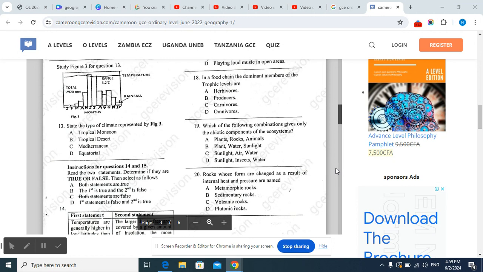Number 20. Rocks whose form is changed as a result of internal heat and pressure are named, the answer is A.